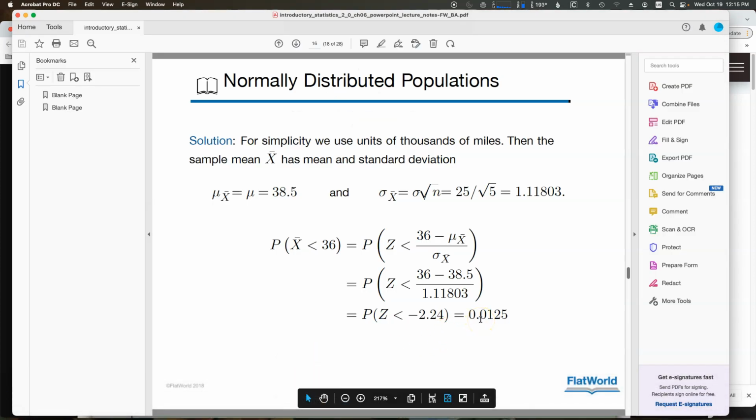Hence the 0.0125. That would be our probability of being less than 36.